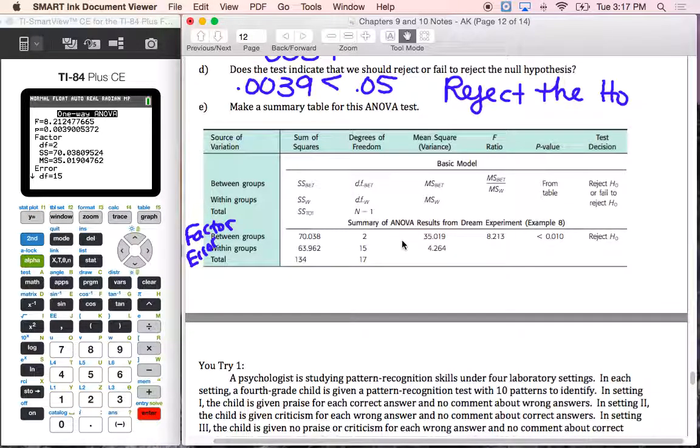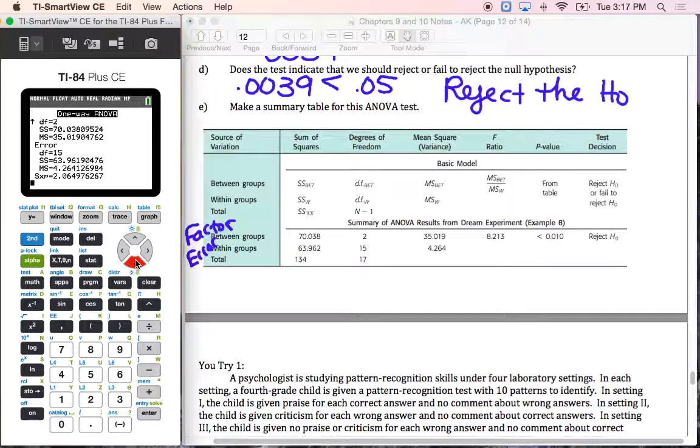The next row, they have the within groups, that's the error. So now if you scroll down, you can find your error SS. So your error SS was the 63.962. Your error DF is 15. And then your error MS is 4.264. Now to get your totals, you're going to add those two together. It should give you that 134. Add those two, it should give you that 17.